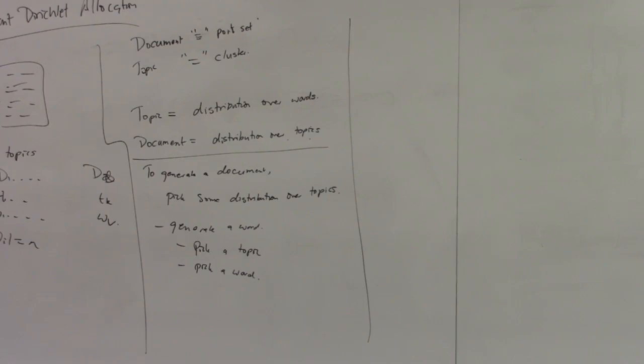A distribution over words means for each word in the vocabulary, so there's a vector of length v, I need some probability. This word occurs with this probability, this word occurs with this probability. What kind of distribution is that? What is this called? Multinomial. Yes, it's a multinomial. So how do I pick it? How do I come up with a non-arbitrary way of picking a multinomial to describe a topic?